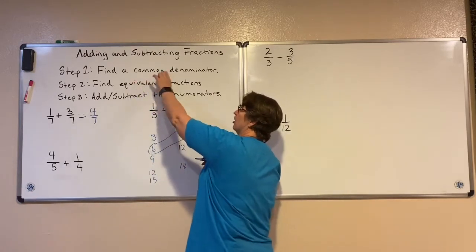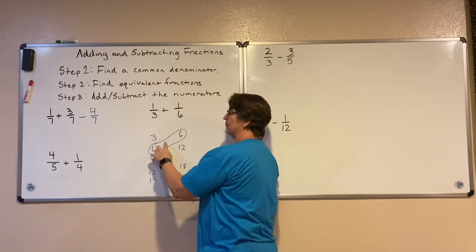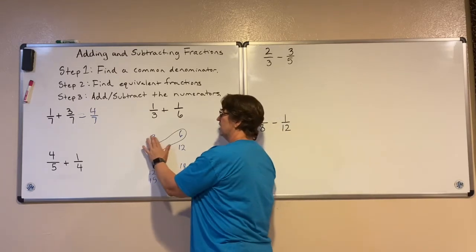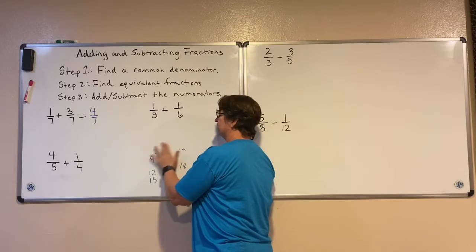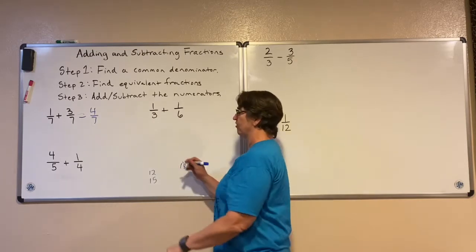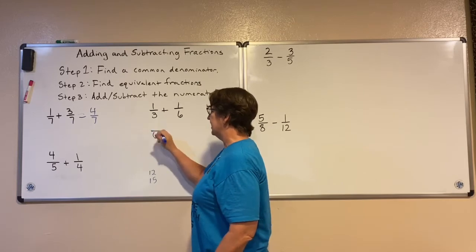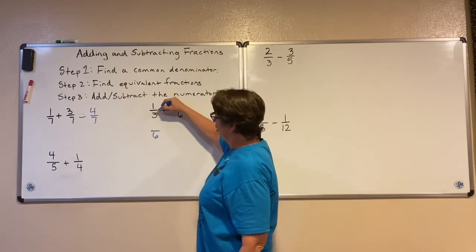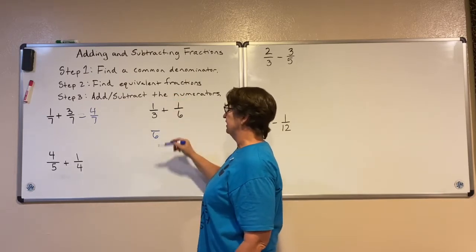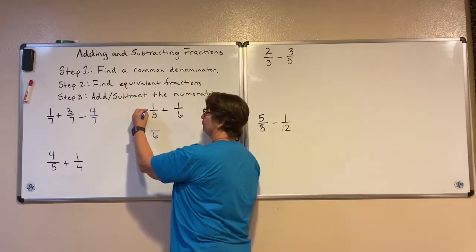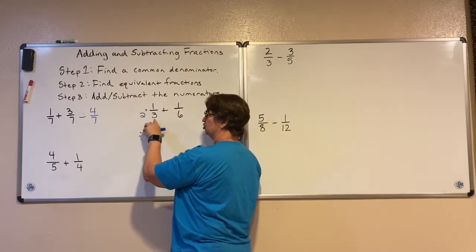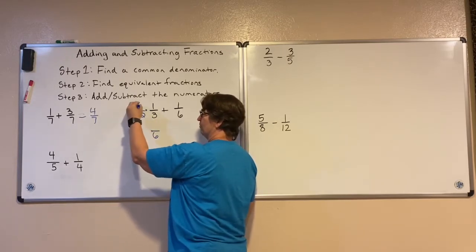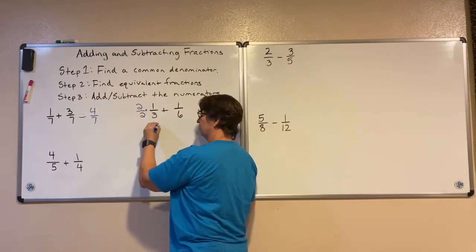So we've decided what our common denominator is going to be. We found that common denominator. The next step is to create equivalent fractions. In other words, I want to create a fraction that is the same as 1/3, but has that 6 as a denominator. So as I think about it, I want this 1/3 to be equal to something over 6. Well, in order to do that, I would have to multiply my denominator by 2. 3 times 2 gives me 6. Therefore, I'm going to multiply my numerator by 2 as well. 1 times 2 is 2.